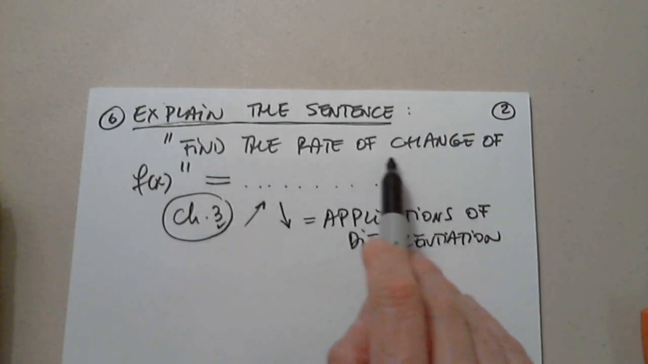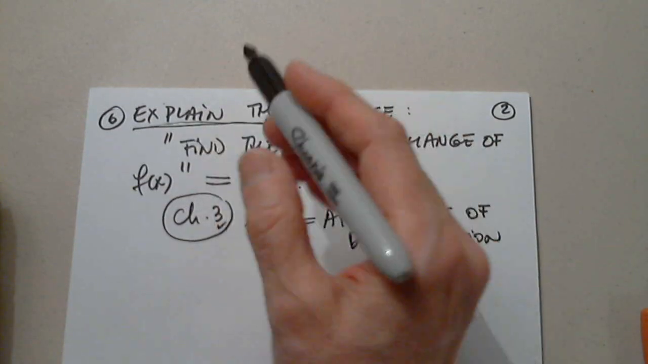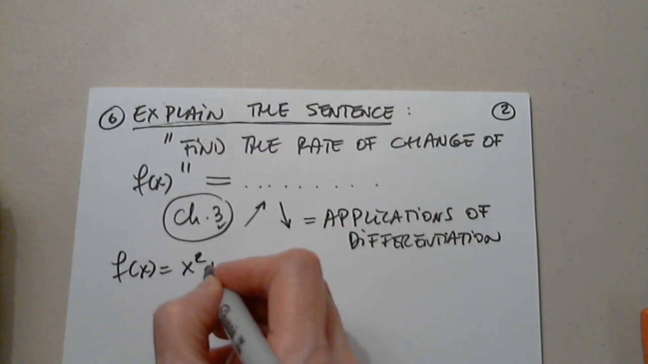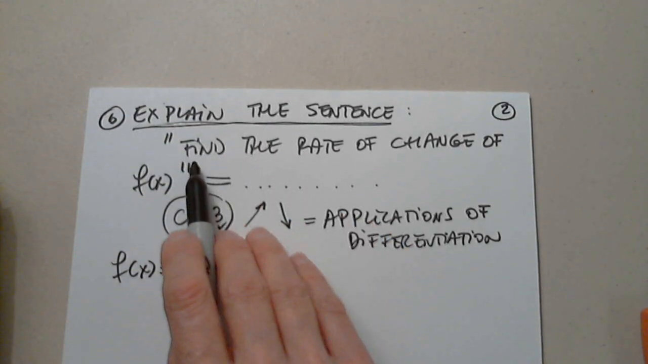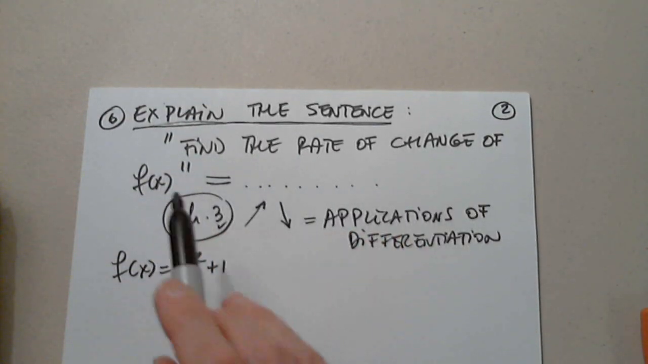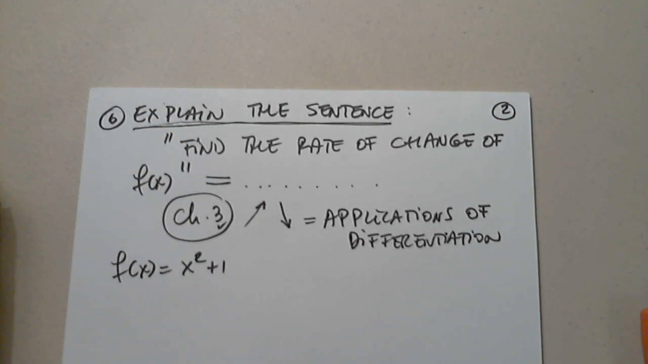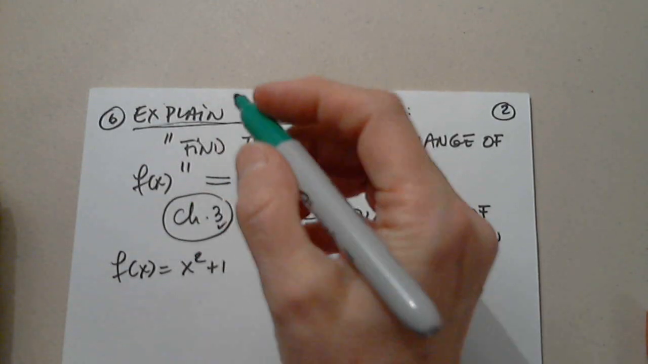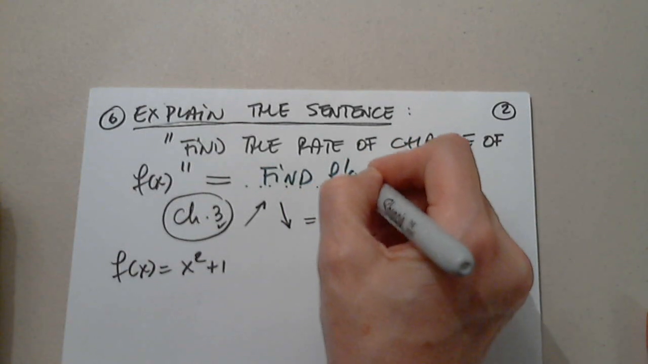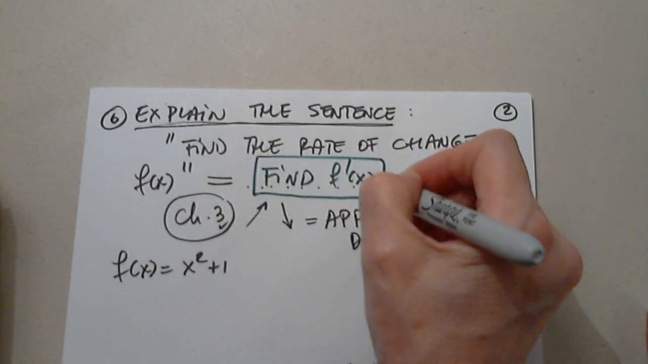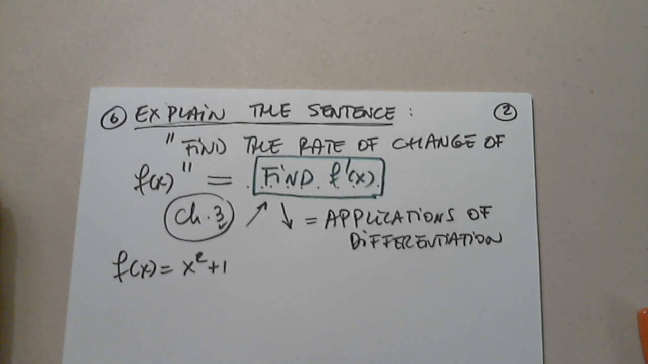So before that, find the rate of change of f of x. If I'm giving you, let's say, f of x equals x squared plus 1, and I'm asking you to find the rate of change of this function, what am I really asking you to find? The slope. Close. Somebody else tried something. Yes, Natalie, go ahead. Is it f prime of x? Thank you very much. Exactly. This is exactly what it means.